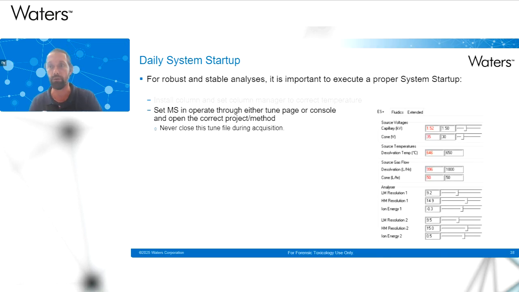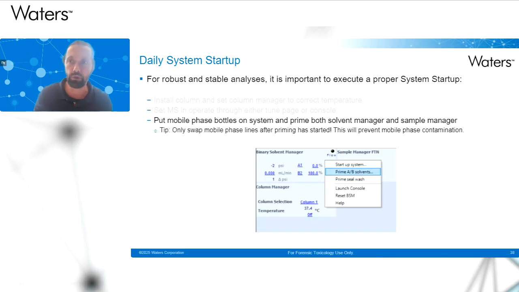Then we'll dive into the software and we browse to a project, we open up our tune file and we set the system in operate mode. And we apply the nitrogen gas flow as well. Then it's time to start priming the mobile phase lines, as well as the solvents coming from your sample manager.